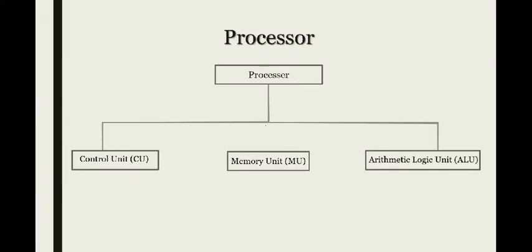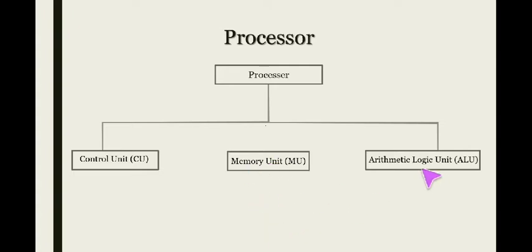Okay, next is a processor. A processor, or the central processing unit as it is also called, is a small chip located inside the computer. It performs operations depending upon the instructions given to it. The CPU has three main components: the arithmetic logic unit, the control unit and the memory unit.